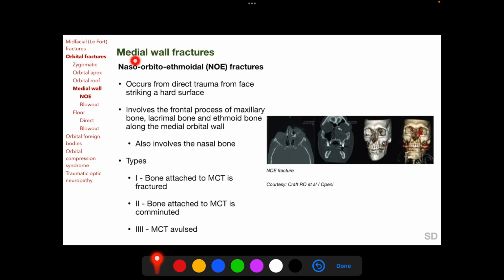Fractures of the medial wall of the orbit can be either direct, when it is called a naso-orbito-ethmoidal or NOE fracture, or indirect, when it is called a blowout fracture.